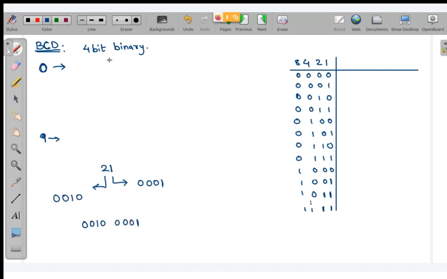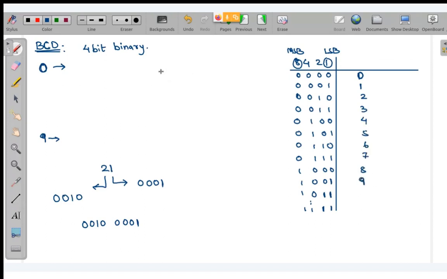So basically we are going from 0 to 9. Now listen very carefully, I will explain what don't care is. In 8421, this is your MSB and this is your LSB. MSB has weight 8 and LSB has weight 1. So 0000 corresponds to decimal 0, then 1, 2, 3, 4, 5, 6, 7, 8, 9.